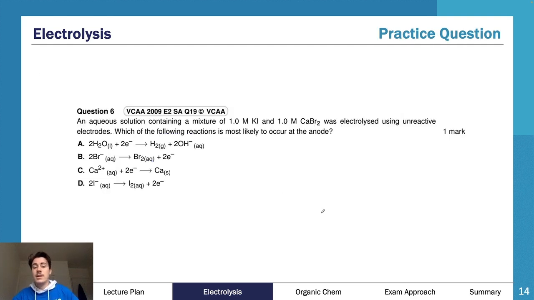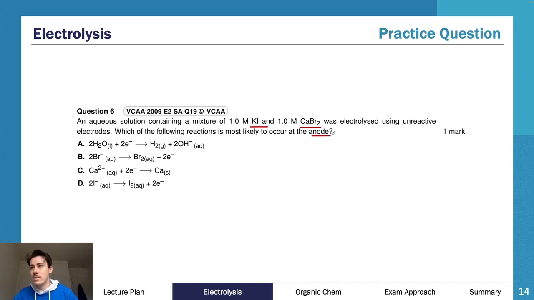So let's now do a practice question that bases itself off this sort of content. In this scenario, you've been given an aqueous solution of a mixture of KI and a solution of Ca2+ Br minus. So they're essentially the ions that are involved in that. It was electrolyzed using unreactive electrodes. What will occur at the anode?